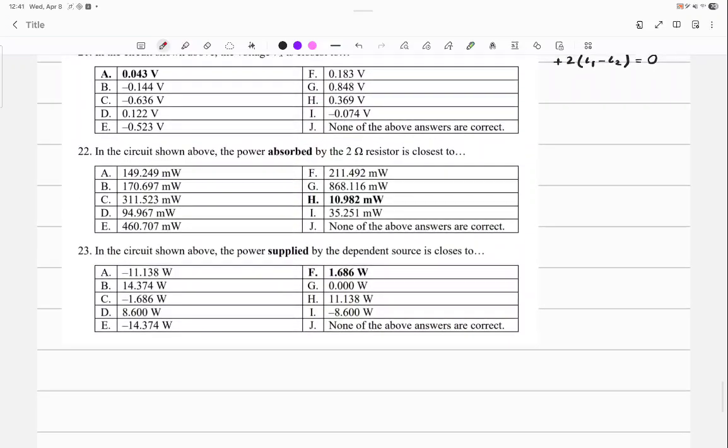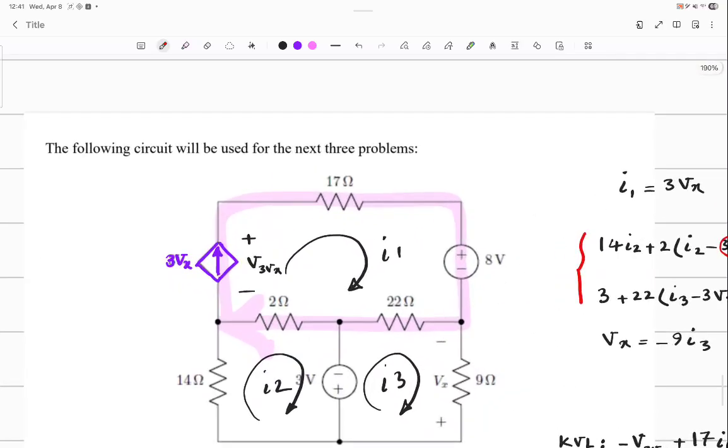Look at the number 23. Do you see the bold part? Supplied. So the way I've defined the polarity, if I find V3Vx and multiply it by the current, it will directly give me the supplied power. Am I making sense to everyone? Because it's exiting the positive or entering the negative terminal. So that's why I labeled it this way. Now, the question is how to find the voltage across a current source. I was just talking to him and I said there is no way that we know the voltage across the current source.